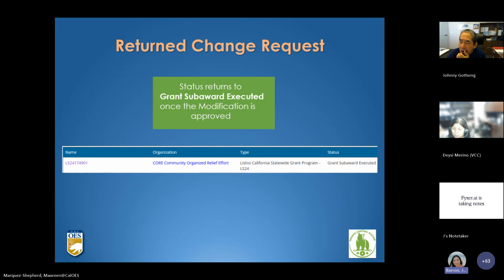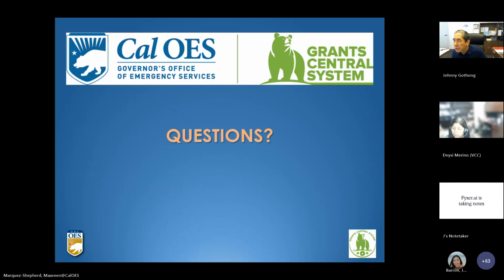When the change request is approved by Cal OES, the status will revert back to Grant Subaward Executed. You'll know that your change request has been approved when it returns to this status. This concludes the change request portion of our training. Now we will take about 5 to 10 minutes to answer any questions that were submitted in the chat.